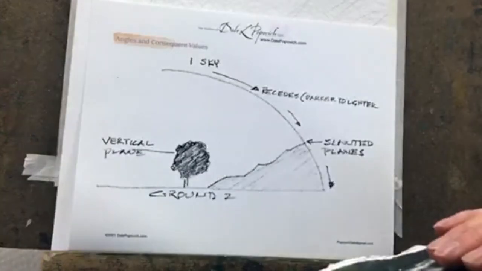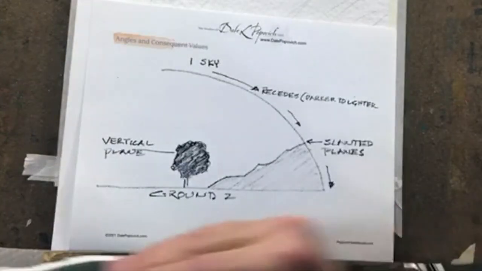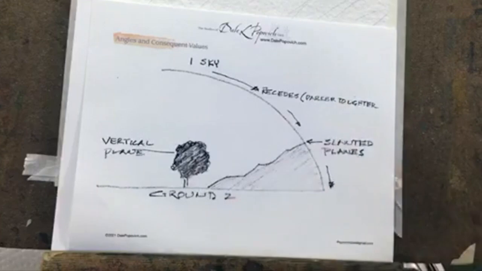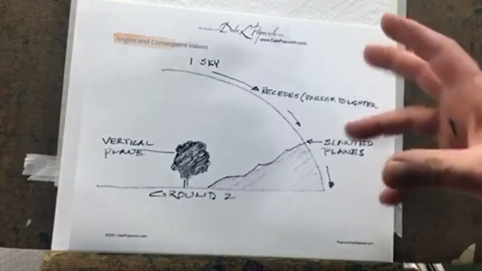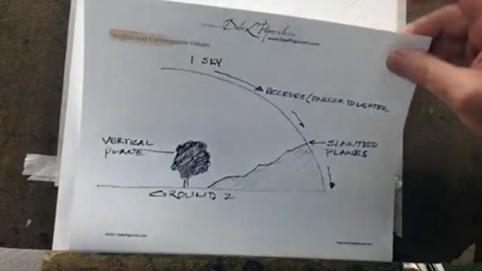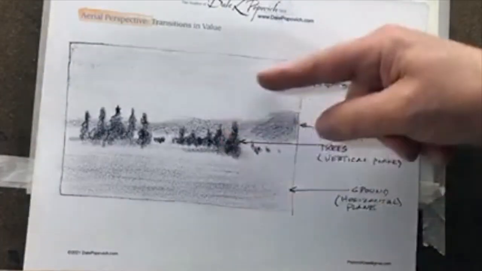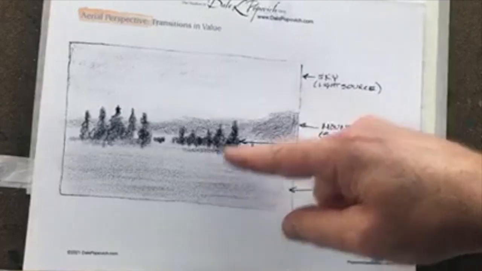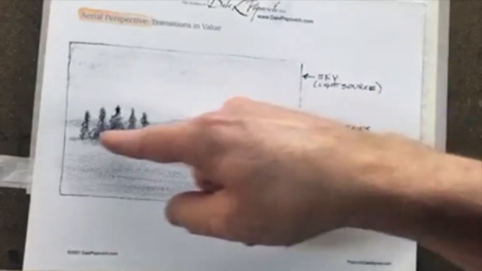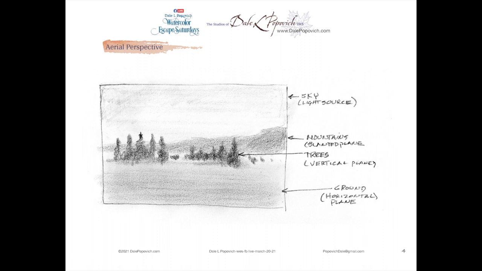Now, that is something that you have to understand. It's not talking about man-made objects. This is just what we see in nature. And this is basically the way it looks as far as sky, land, mountains, and then I have upright planes of just trees. But it's very simple to understand. If you can understand the value patterns and how to adjust them, what you're seeing is very important.